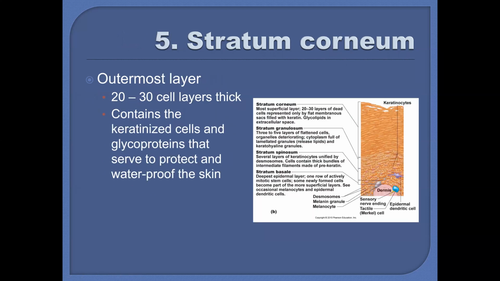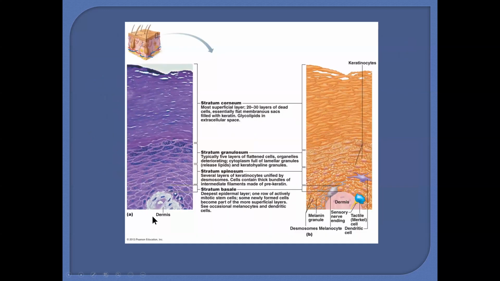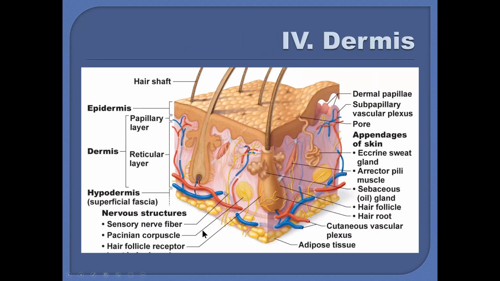And then finally, the stratum corneum, which is the outermost layer, 20 to 30 cell layers thick, contains keratinized cells and glycoproteins that serve to protect and waterproof the skin. So once again: stratum basale, stratum spinosum, stratum granulosum. If we had it, it would be in here, the stratum lucidum, and then finally the stratum corneum, okay?